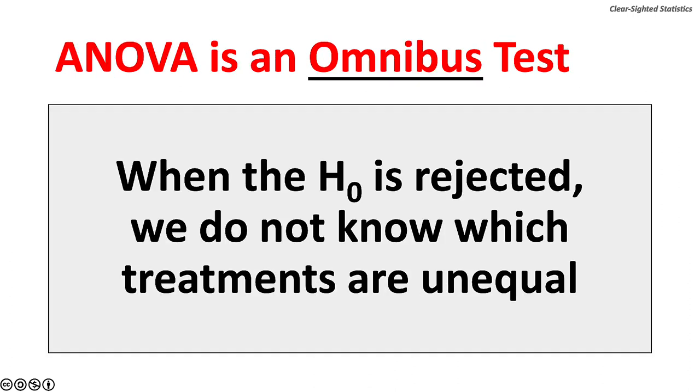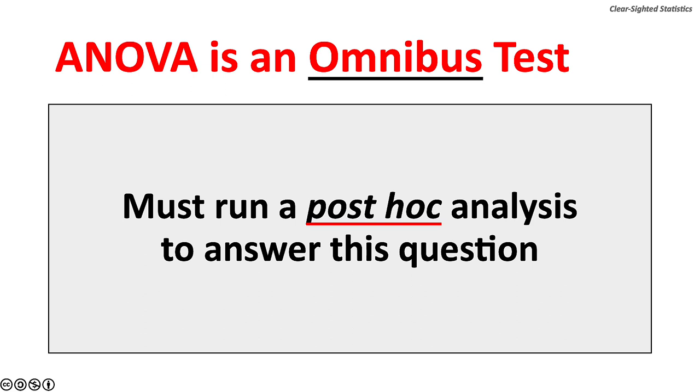To repeat, ANOVA is an omnibus test. This means that when there are more than two treatments and we reject the null hypothesis, we do not know which pairs of treatments are unequal. In such cases, we must run a post-hoc analysis to find out which treatment pairs are unequal.